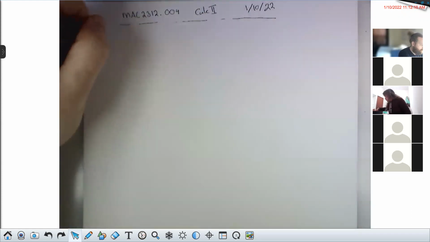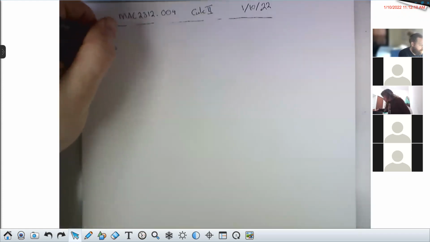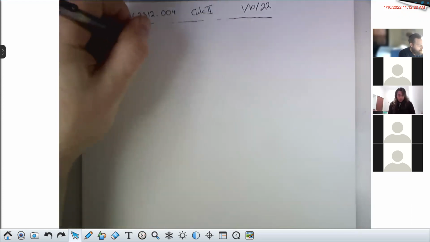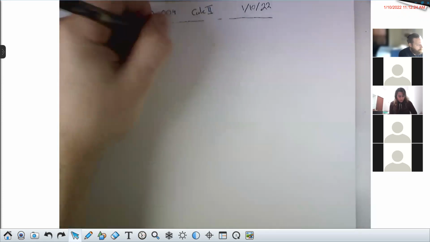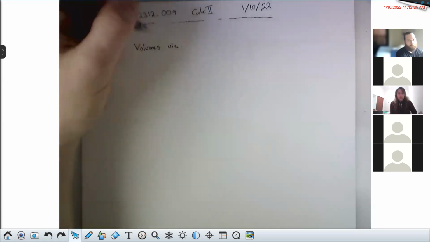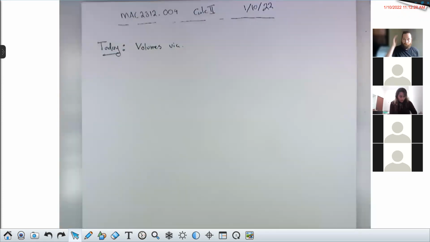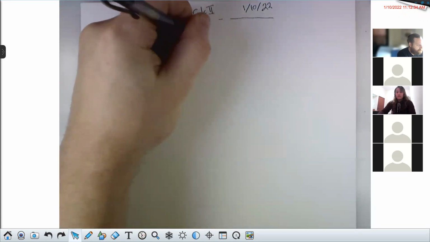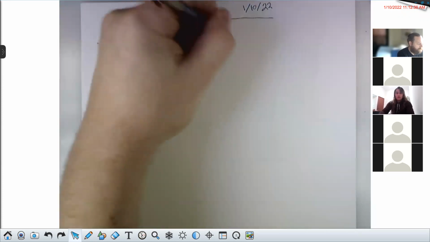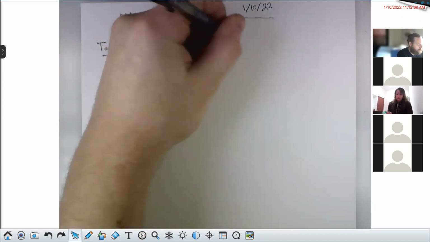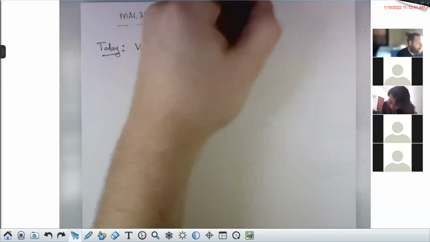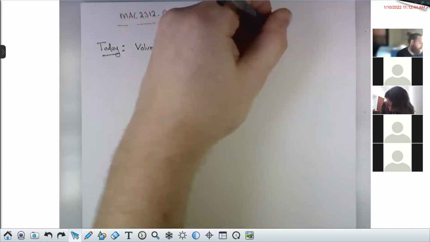Today, about volumes. And we're actually going to talk about volumes not just today, but also on Wednesday. There's another kind of set of methods. Today we're going to talk about the slicing, which is AKA the disk washer method.